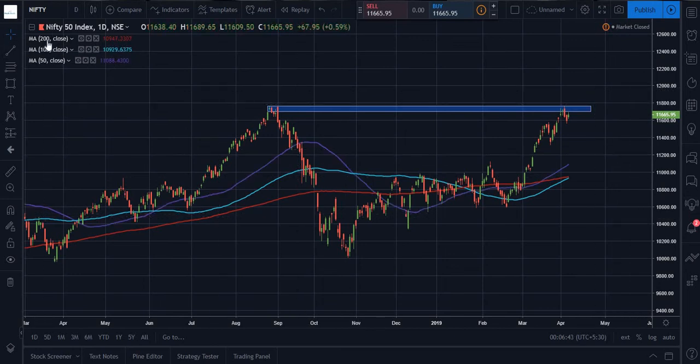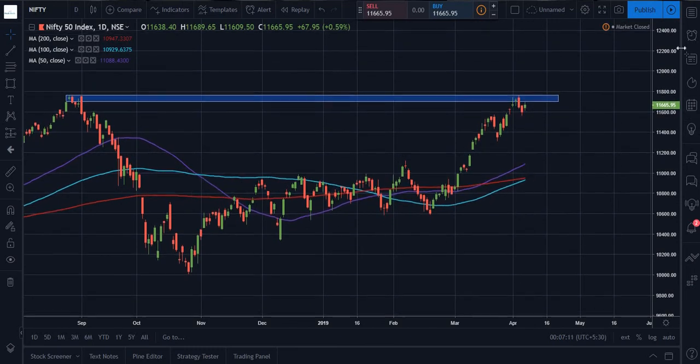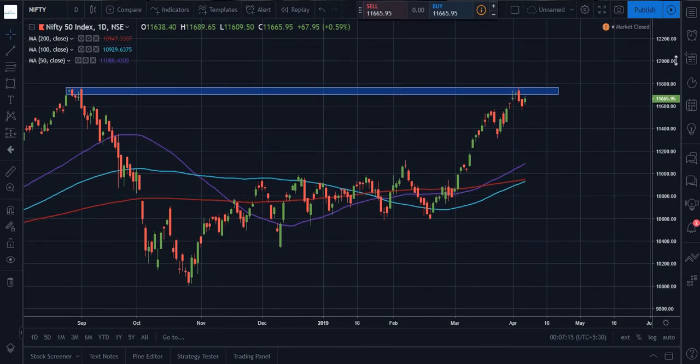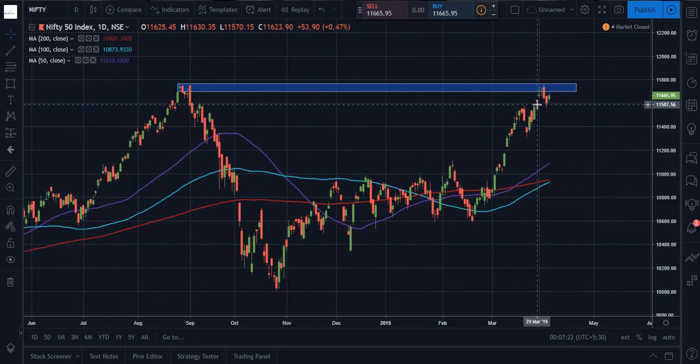Right? So I have the 200-day moving average, 100-day moving average, and 50-day moving average. So usually 50 crossing 200 on the upside is a bullish indication, and 50 crossing 200 on the downside is a bearish indication. Now if you see here, all three moving averages are indicating that price is bullish because the price is above the 200-day moving average, above the 100-day moving average, and above the 50-day moving average. So this indicates that Nifty is bullish.